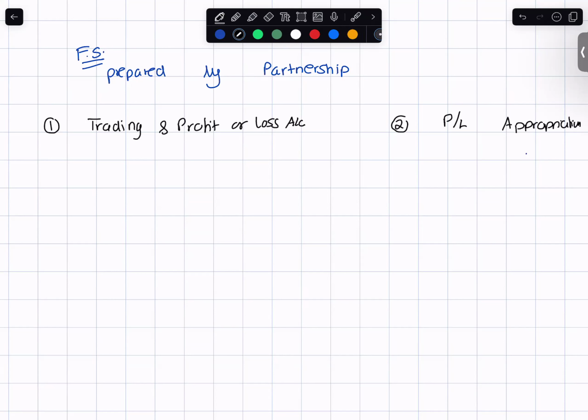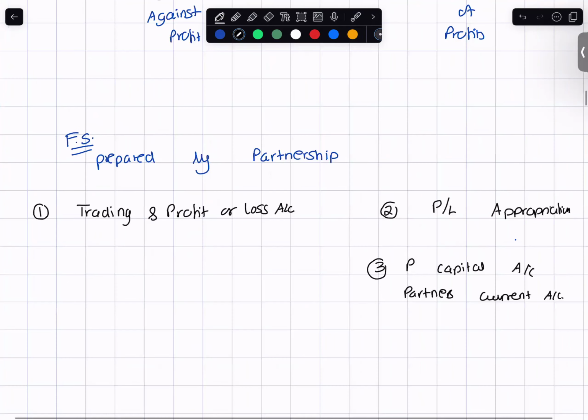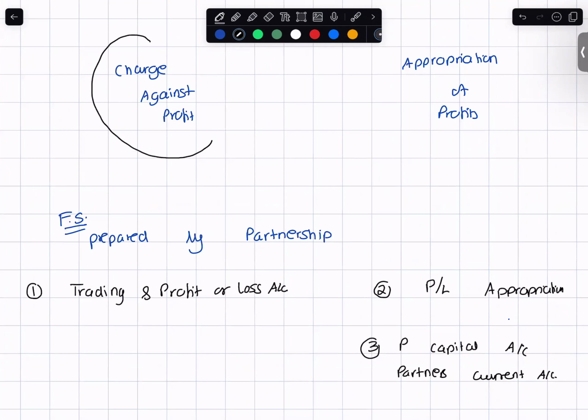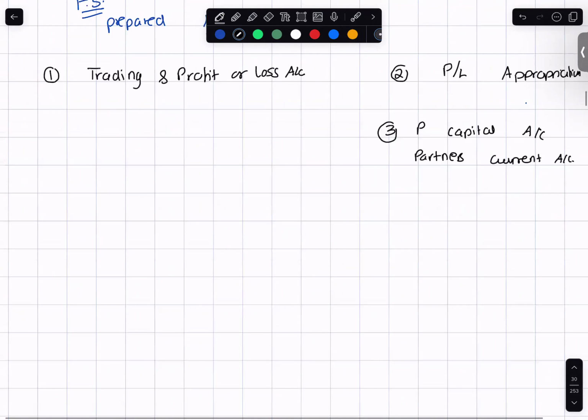Okay. Then we prepare partners' capital account and partners' current account. Do you know about this or no? Partners' capital account and partners' current account. Okay. So our basic focus is we need to know what is the difference between charge against profit and appropriation of profit.